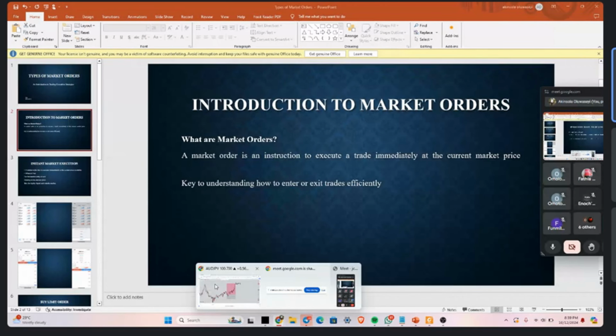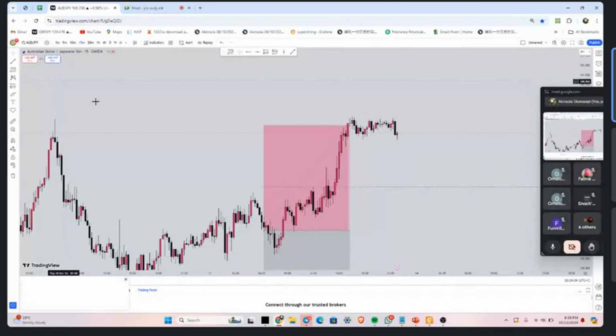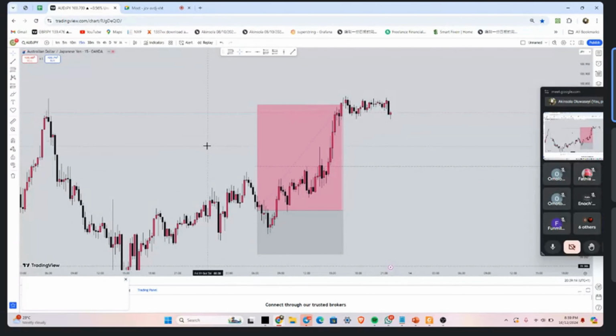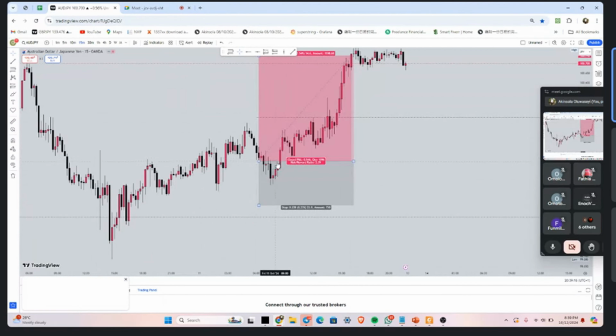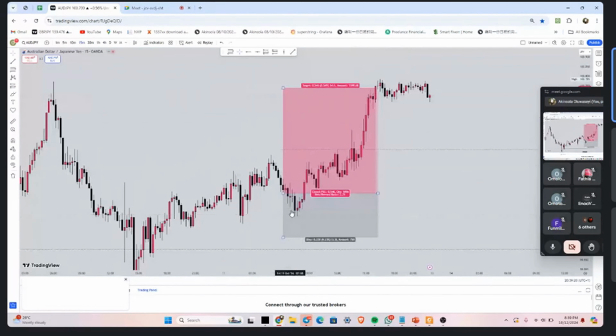So take for instance what I have on my screen here. I have AUDJPY, and what AUDJPY asks for me is that I wanted to buy AUDJPY somewhere around here. Now let's imagine the market is down here already at my entry point. So the kind of market order I will be doing is instant market execution.